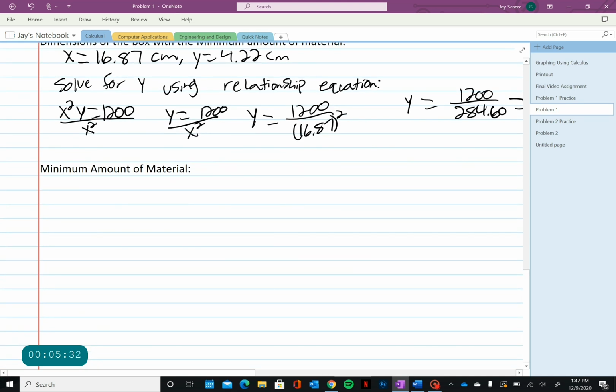So now we can find the minimum amount of material by using the optimization function.